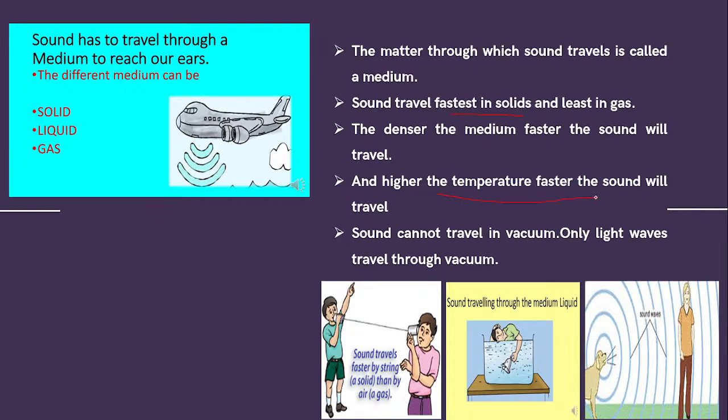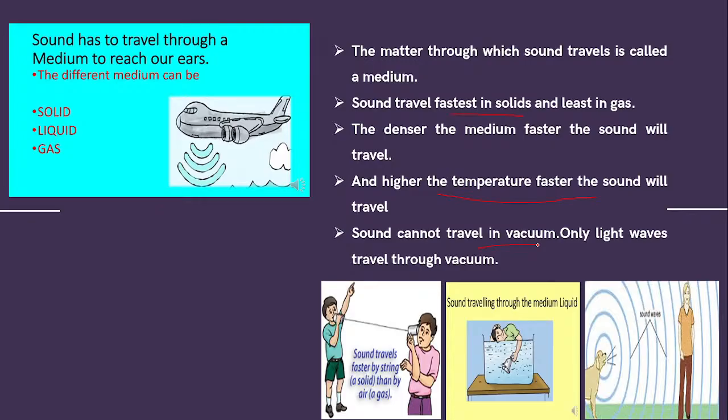Okay, so remember these three factors. One is the medium in which the sound will travel fastest, which is solid. If the density of the medium is more, that means the sound will travel faster, and if the temperature is high, then also the sound will travel faster. One thing you have to keep in mind is that sound cannot travel in vacuum.